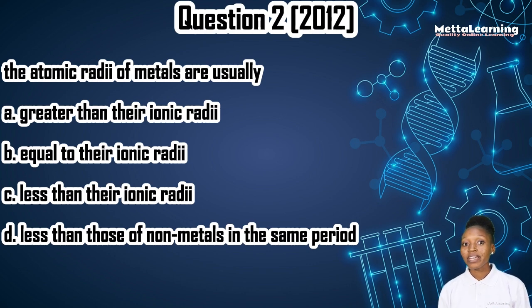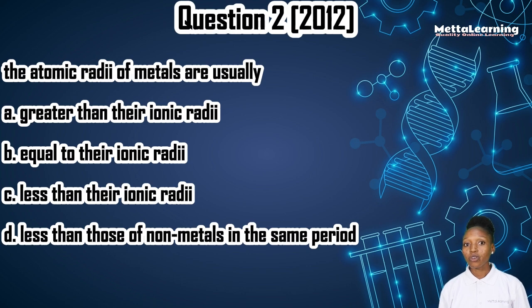The atomic radii of metals are usually less than their ionic radii. This might seem a bit confusing at first, but it makes sense when you understand what happens during ion formation. Metals, by their chemical nature, tend to lose electrons and form positive ions.